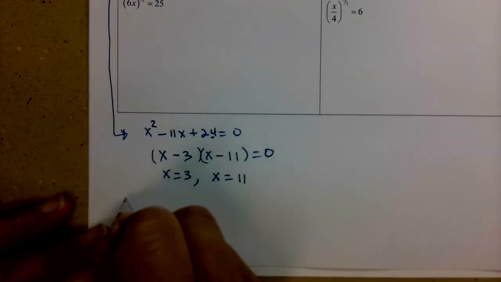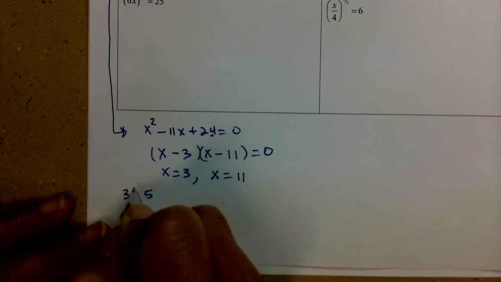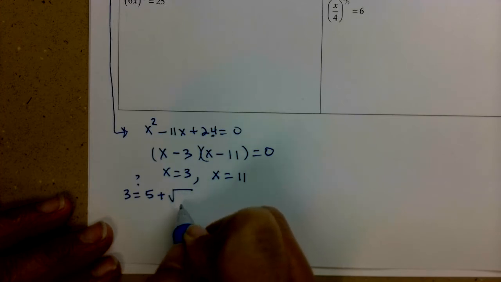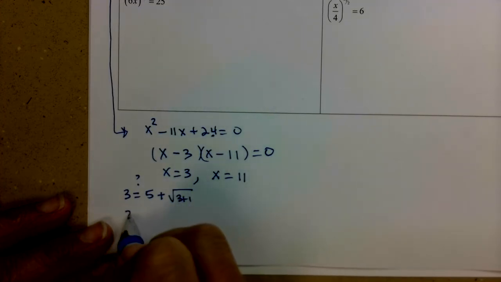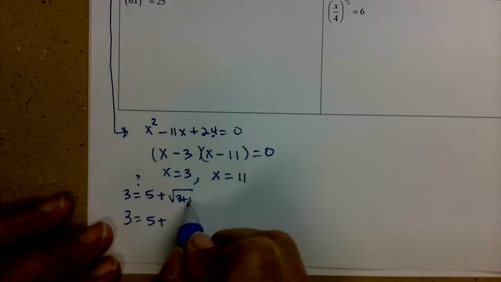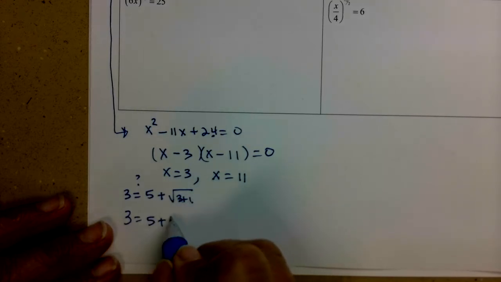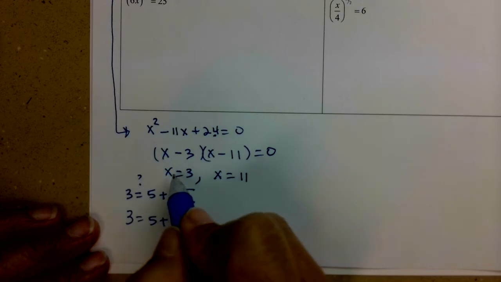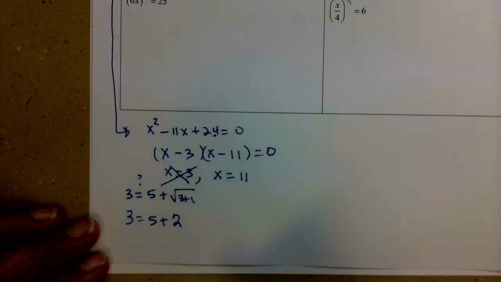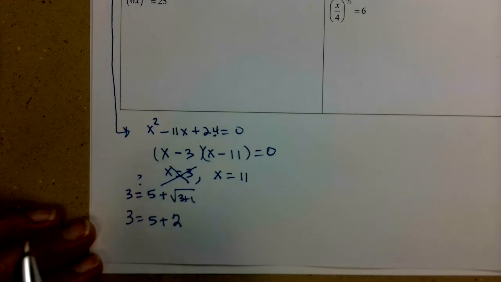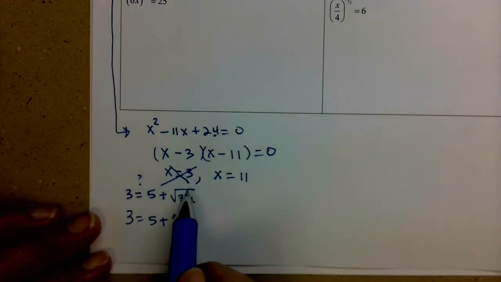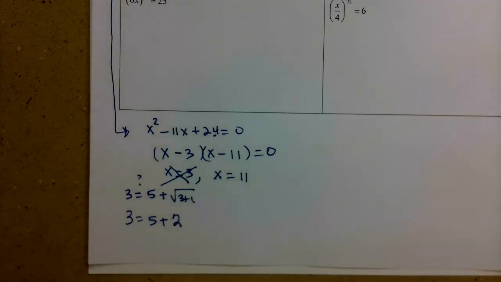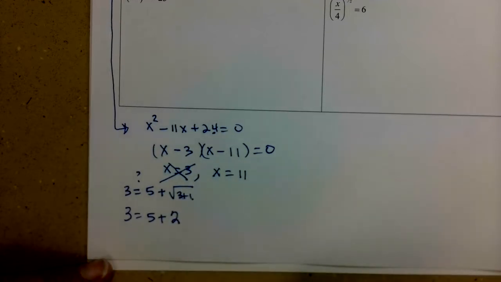So let's check x equals 3. Does 3 equal 5 plus the square root of 3 plus 1? Is 3 equal to 5 plus, let's see, 3 plus 1 is 4, the square root of 4 is 2? It is not. 3 is an extraneous solution. I'm going to go ahead and cross that off. 3 doesn't actually work. If we could have gotten the square root to be negative 2, then it would have worked. But we can't just make that whole term negative. So that's kind of why the extraneous solution comes in.